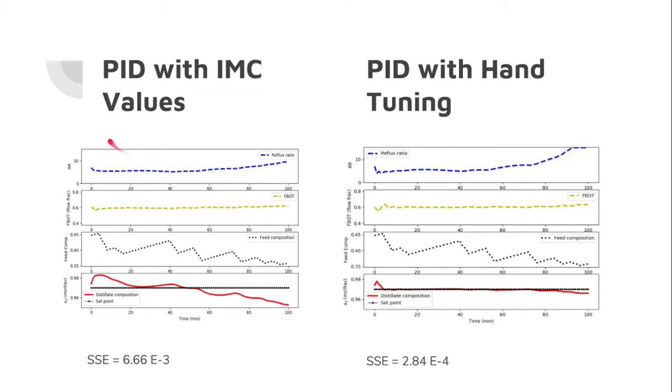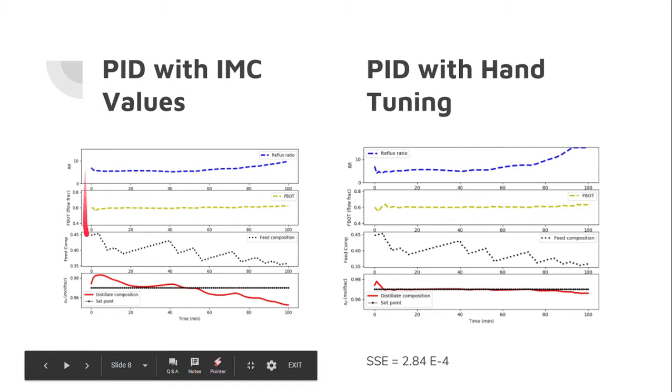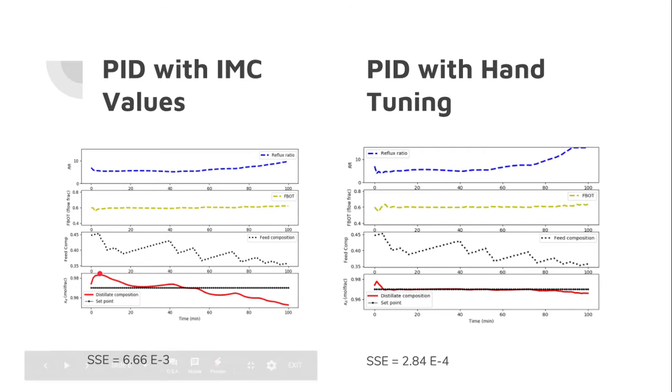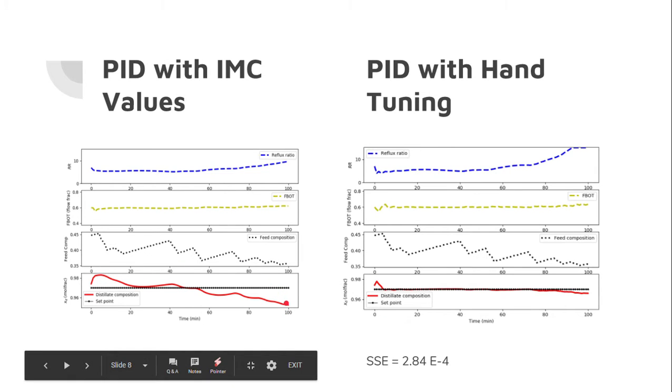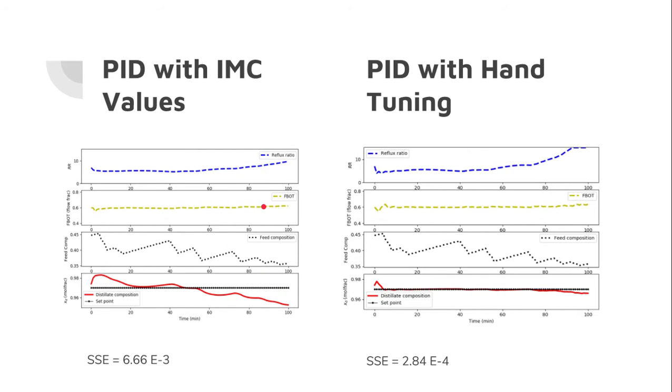So this graph shows our PID controllers with the IMC values. You can see that it's fairly accurate, with about a 1.5 overshoot at the beginning, and at the bottom it ends up with about a 1.52% variance with very little change in the reflux ratio or the F-bot.